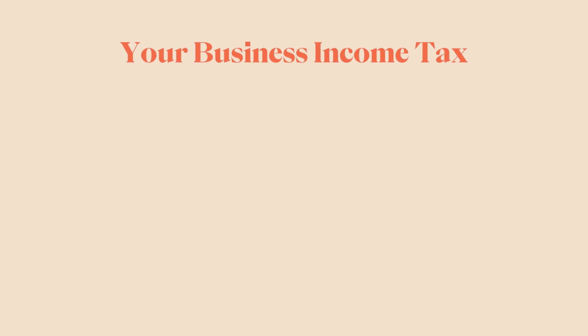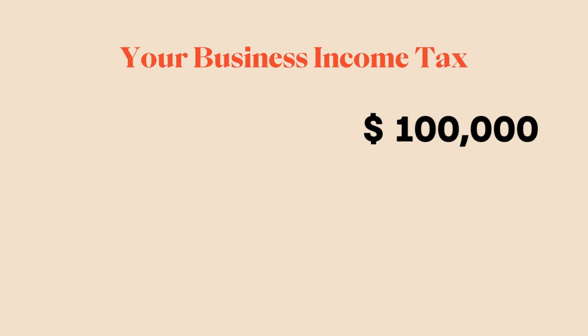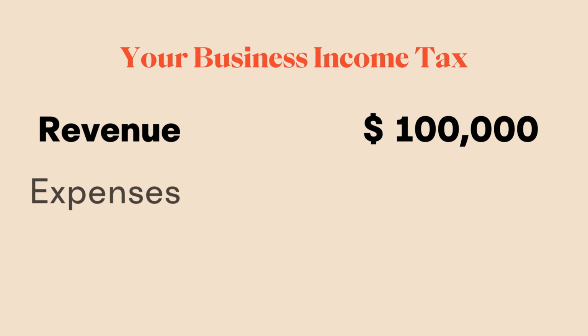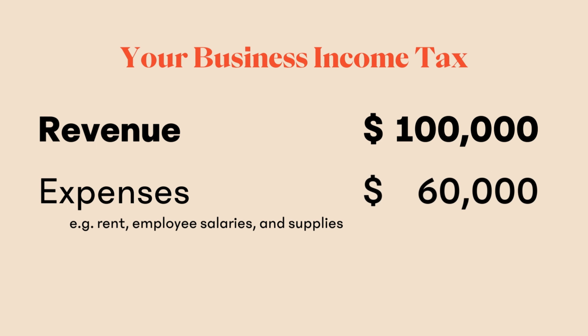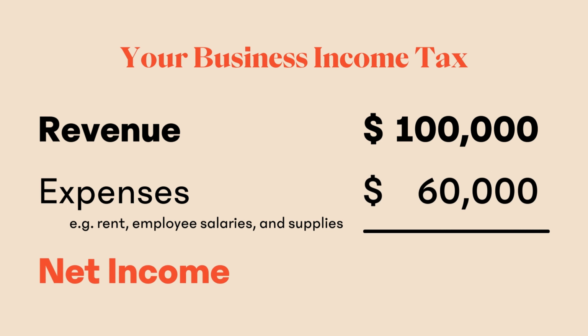Well, imagine your business brings in $100,000 a year. That's your revenue. But you'll also have expenses, things like rent, employee salaries, and supplies, to name a few. Let's say that your expenses for the year total $60,000. Your net income is your revenue minus these expenses. In this example, $100,000 of revenue minus $60,000 of expenses equals net income of $40,000. And it's the net income that gets taxed, not the full $100,000 in revenue. This is a simplified explanation, of course, but it captures the essence of how income tax is calculated.